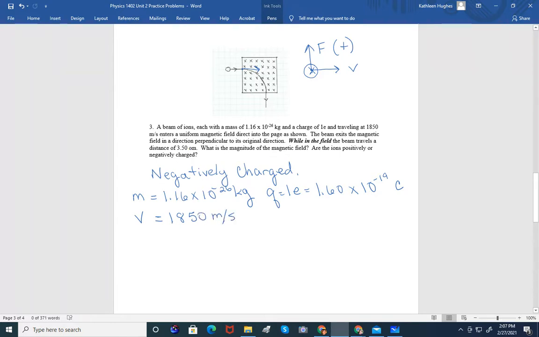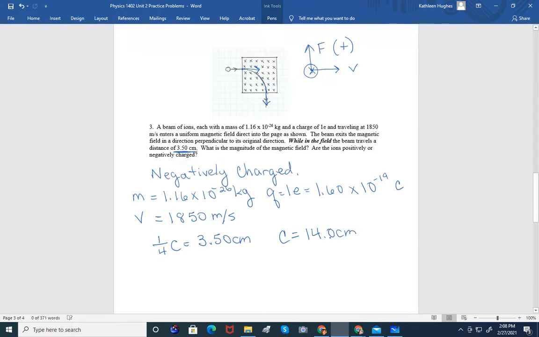All right. While it's in the field, it travels this distance. Well, what does a charged particle do when it's traveling in a magnetic field? It travels in a circle. And since we can see that it exits perpendicular to the direction it entered, while it was in the field, this distance must be 1/4 of the circumference. So they're essentially telling me 1/4 of the circumference is 3.50 centimeters, which means the circumference has to be multiplied by 4. It's going to be 14 centimeters.